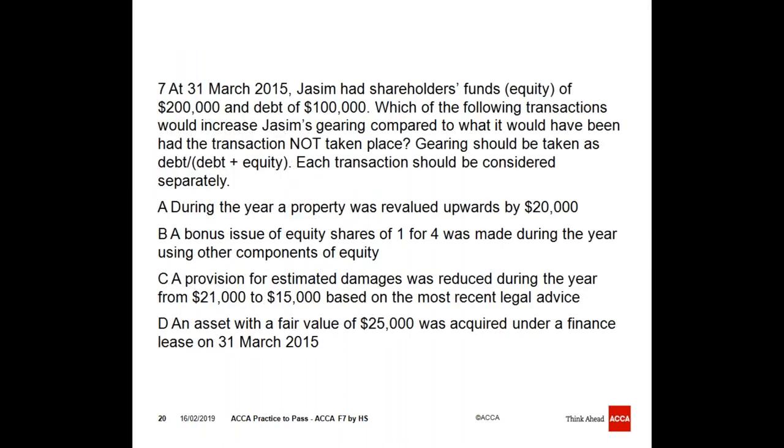Now here is a question for you relating to gearing. At 31st March 2015, Jassim had shareholder funds equity of 200,000 and debt of 100,000. Which of the following transactions would increase Jassim's gearing compared to what it would have been had the transaction not taken place? Gearing should be taken as debt over debt plus equity. Each transaction should be considered separately.